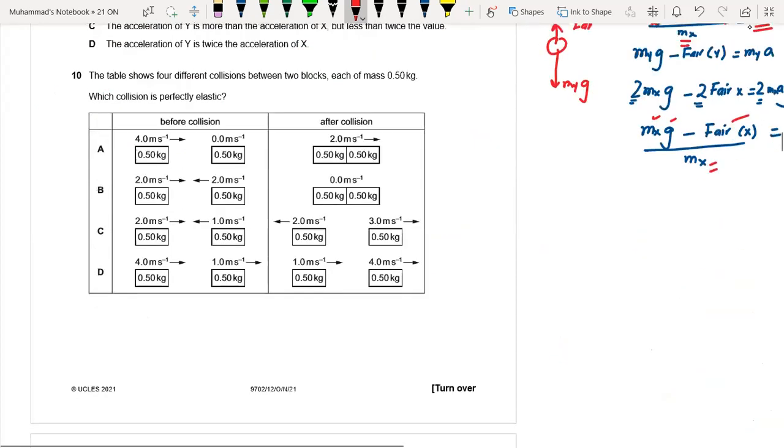So let's do question 10. The table shows 4 different collisions between 2 blocks. Each of mass is 0.5 kg. Which collision is a perfectly elastic collision?